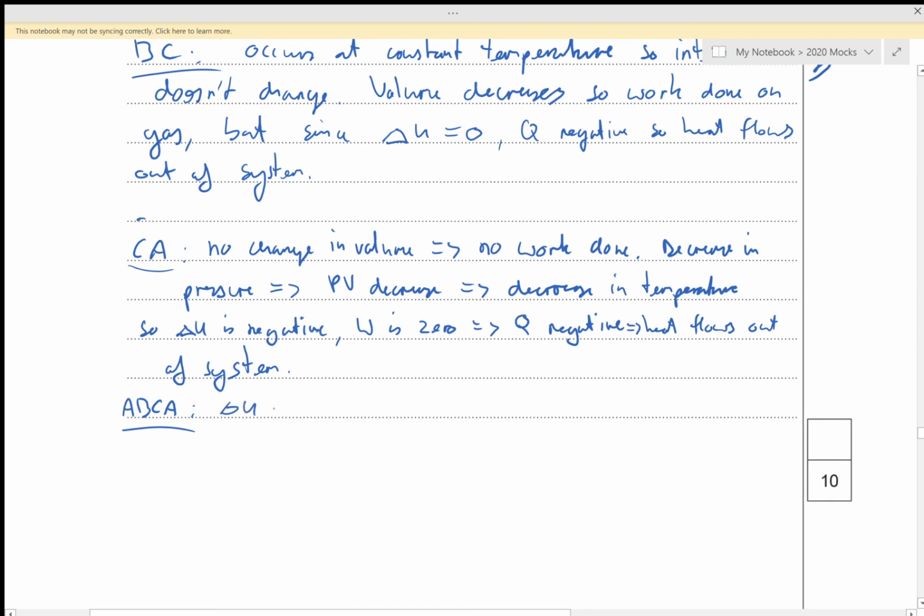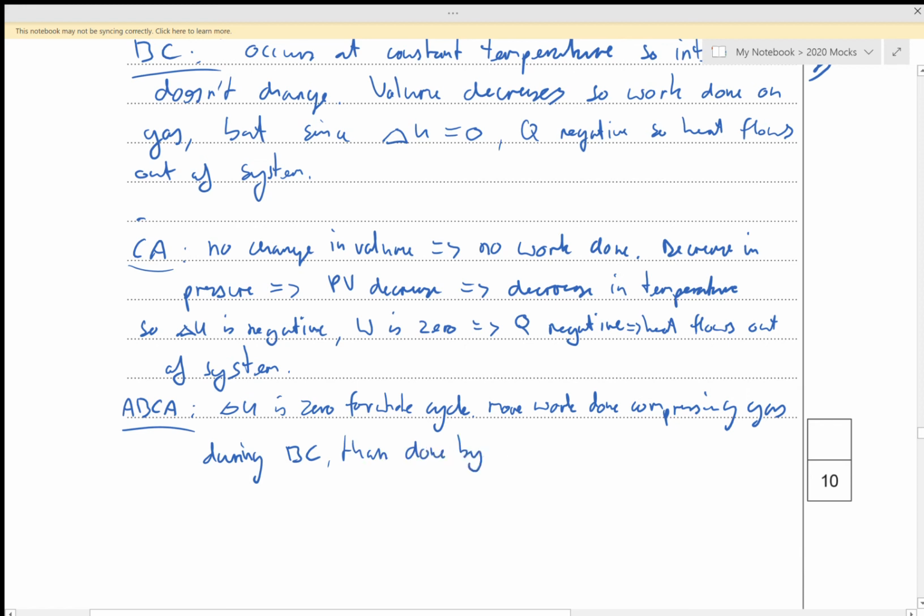So I'm going to write delta U is 0 for whole cycle. Whoops, that's not how you spell whole. More work done compressing gas along BC, during BC, than done by expanding gas.